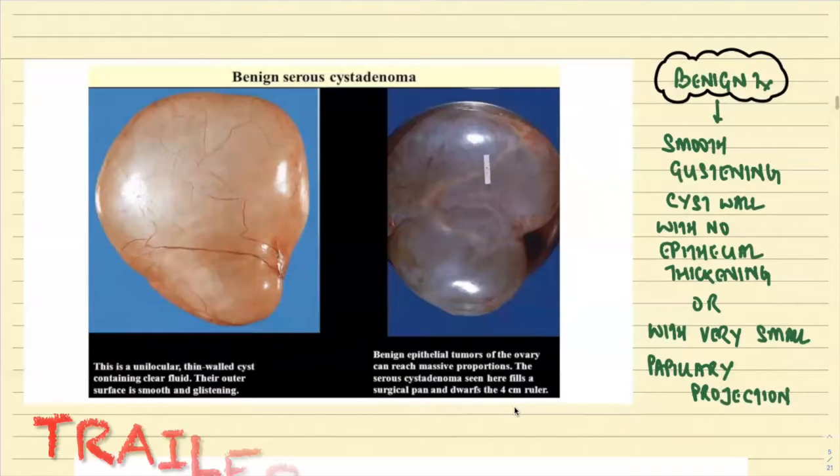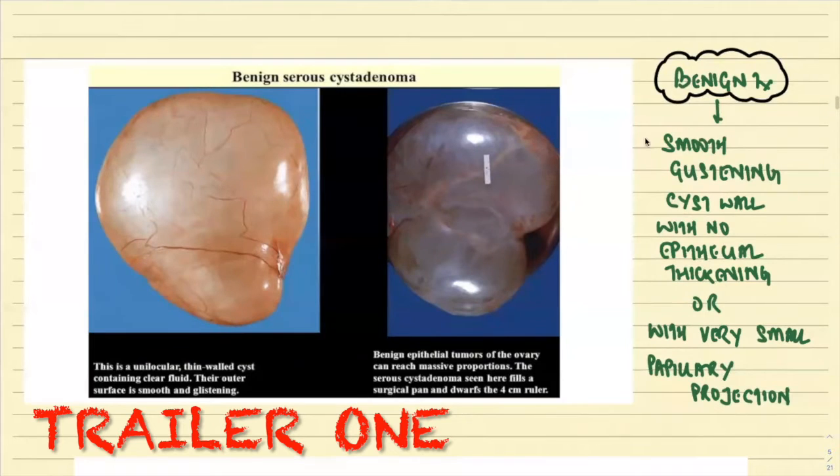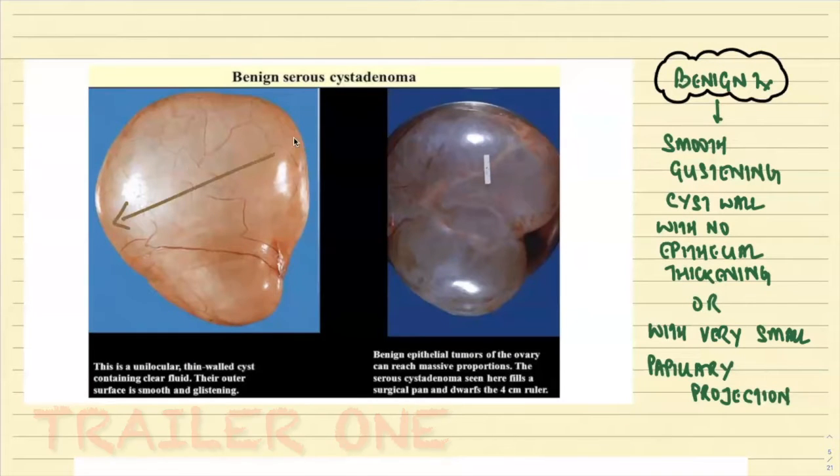So this is the benign serous adenoma. What is very important, you can see the surface of this tumor. It is highly smooth and glossy, glistening in nature. Can you see any epithelial thickening? You cannot see any epithelial thickening over it.